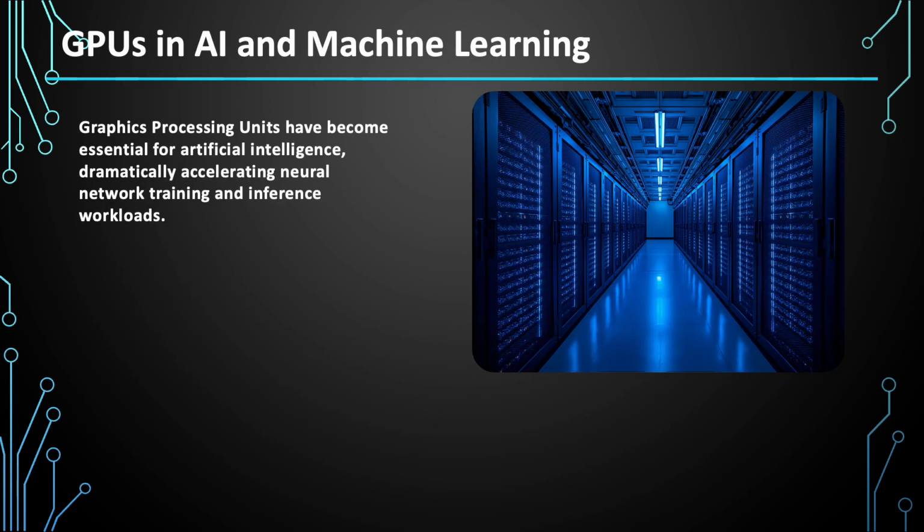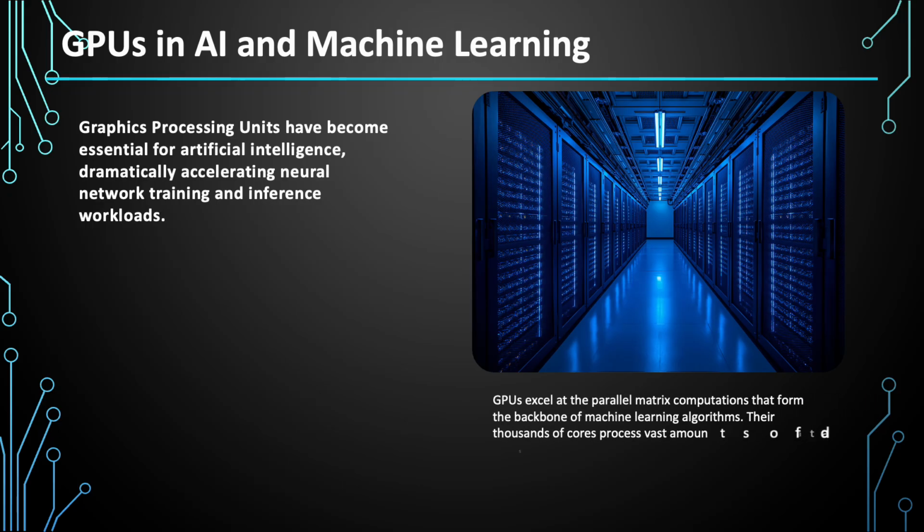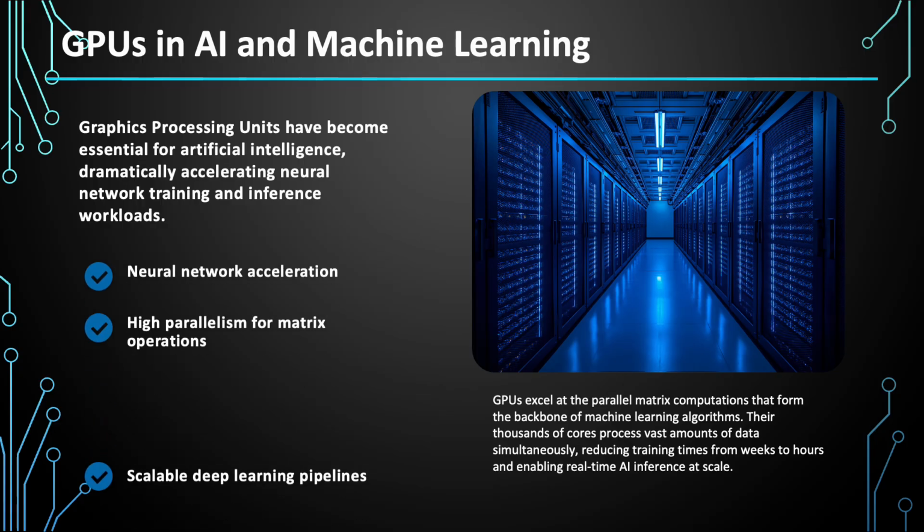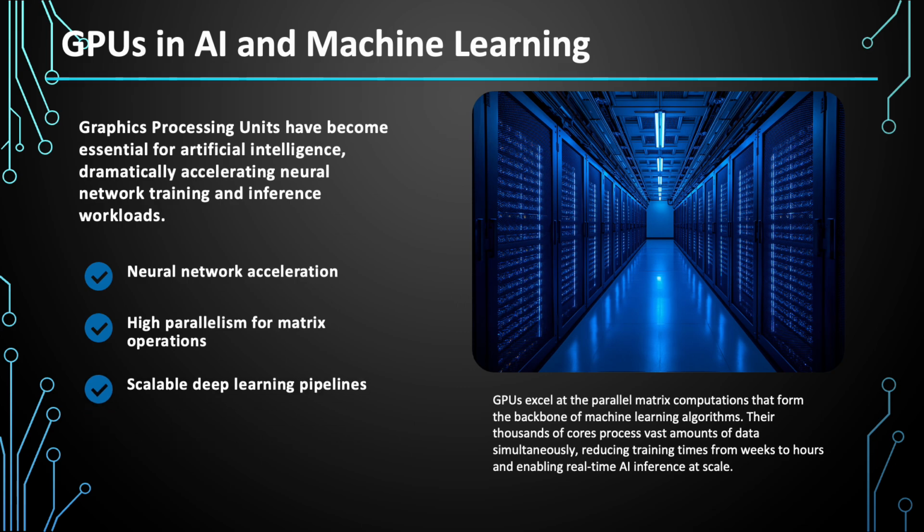GPUs excel at the parallel matrix computation that forms the backbone of machine learning algorithms. Their thousands of cores process vast amounts of data simultaneously, reducing training times from weeks to hours and thus enabling real-time AI inference at scale. Therefore, facilitating neural network acceleration, high parallelism for matrix operations, and scalable deep learning pipelines.